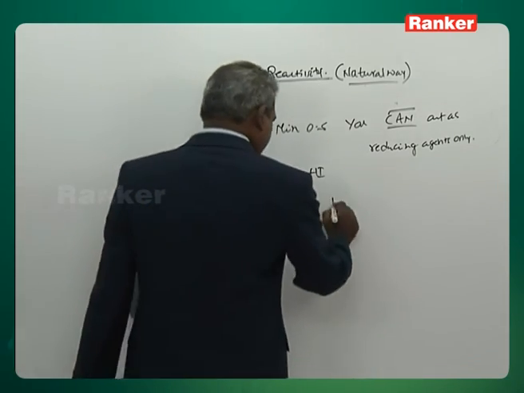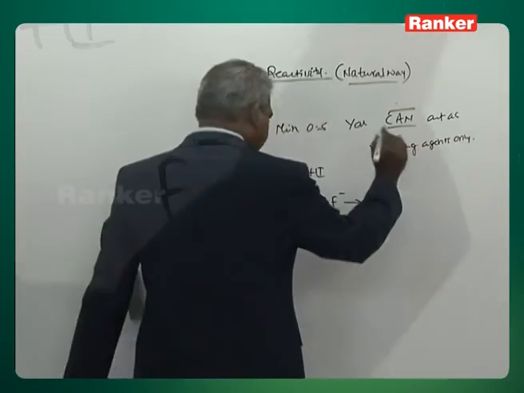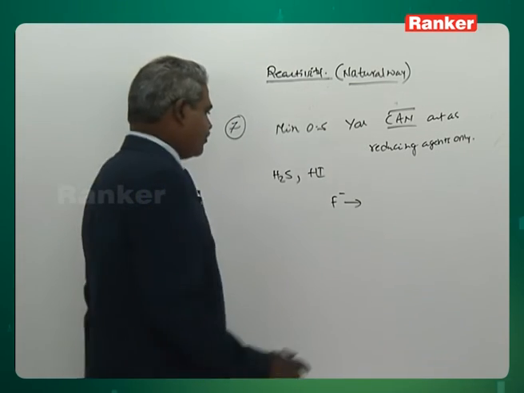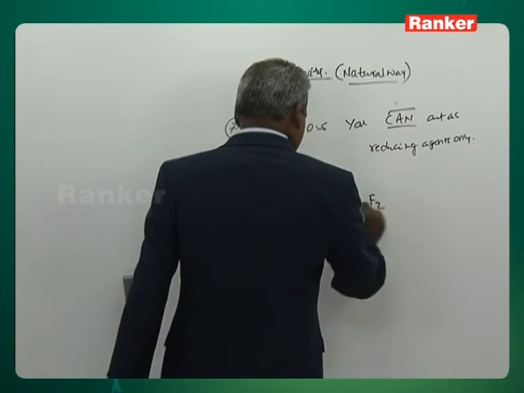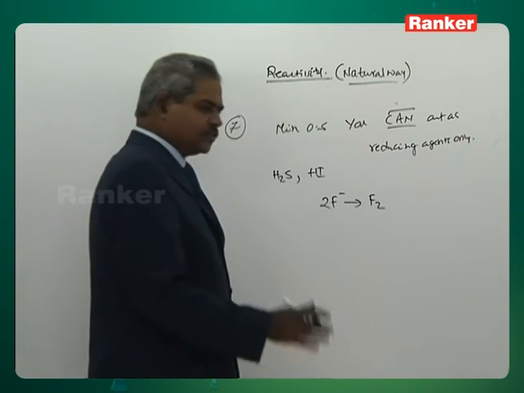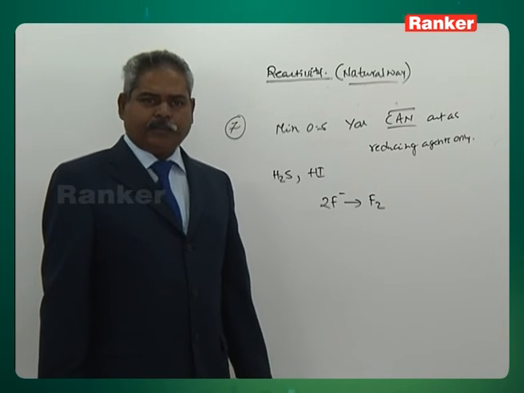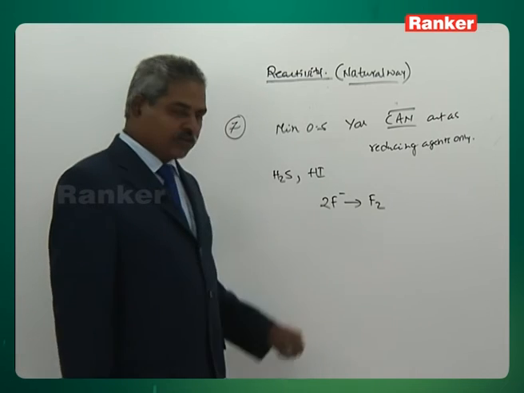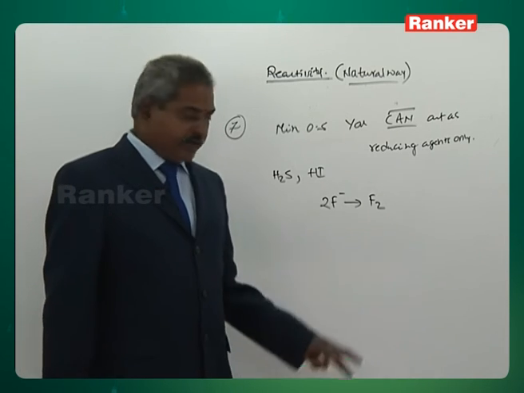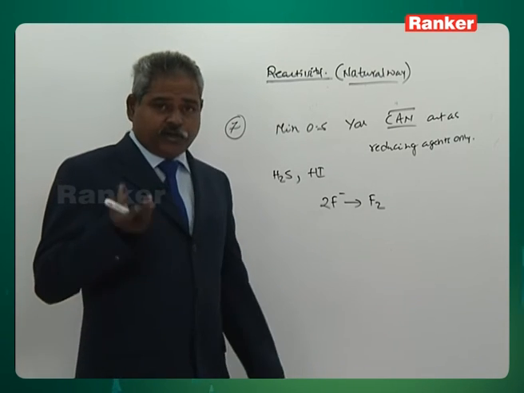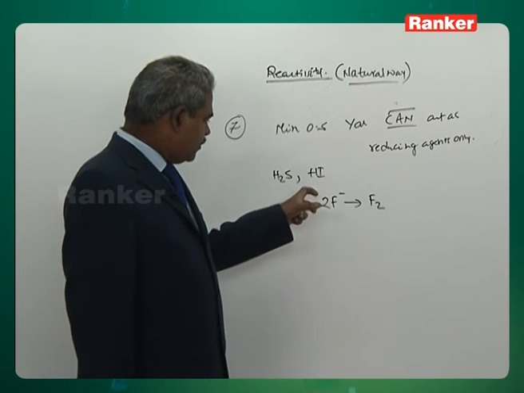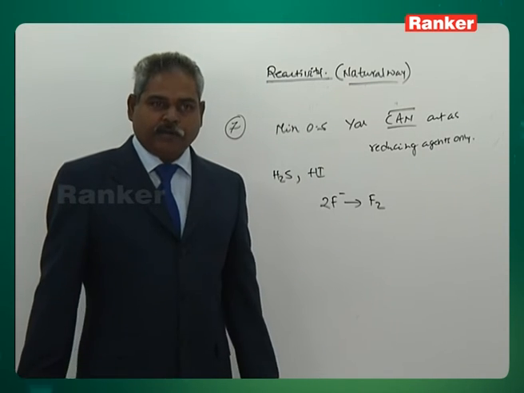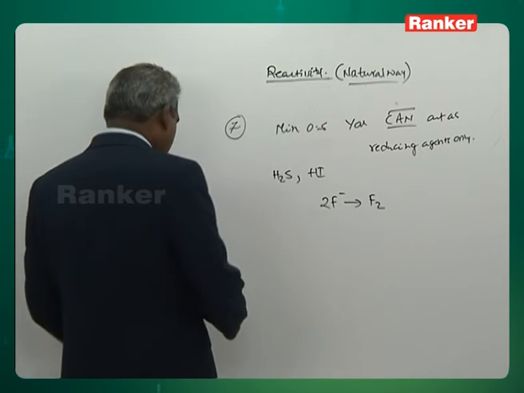HF, you have an F minus. F minus will never give electrons. It is humanly impossible to make F minus to F2. 2F minus to F2 is impossible. And a person who indeed did that was given a Nobel Prize, Moissan in 1906 perhaps. He used so many special conditions to actually manufacture fluorine. Manufacturing fluorine is an uphill task.